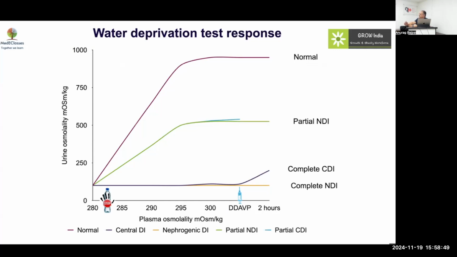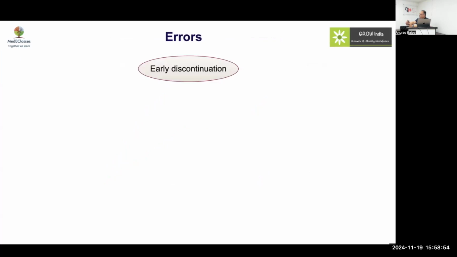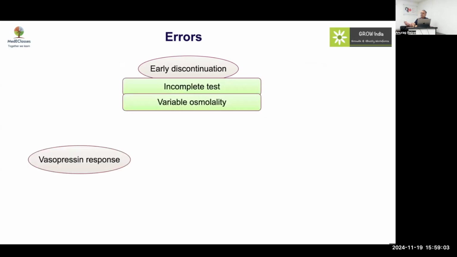Then you have partial nephrogenic and partial central DI, a similar scenario. Now, the most common error is that weight is lost, so stop the test. Parents are very anxious. The child is drinking, wants to drink. This is a problem, so don't worry. Vasopressin response may be delayed because, as I said, there is a concentration problem. And because central DI is overall much more common, always give the benefit of the doubt. Treatment of central DI is much more straightforward compared to nephrogenic DI.